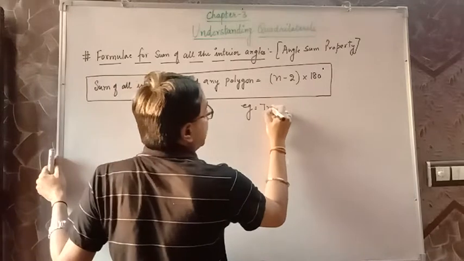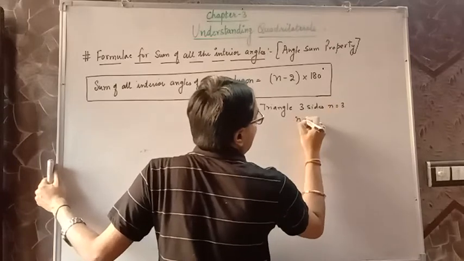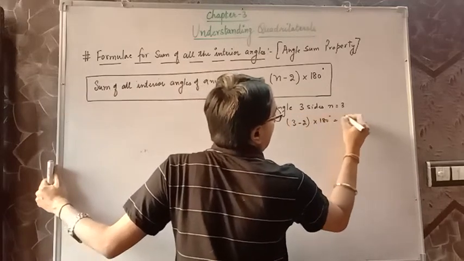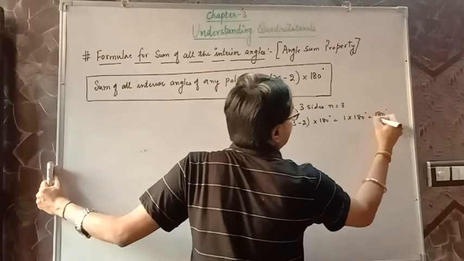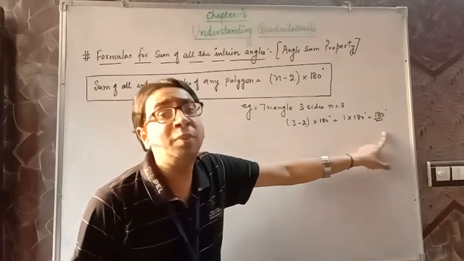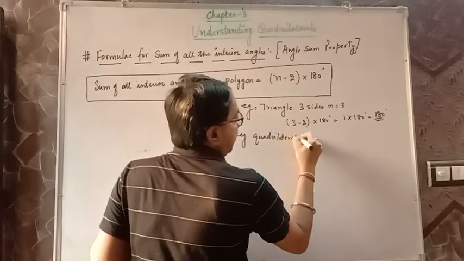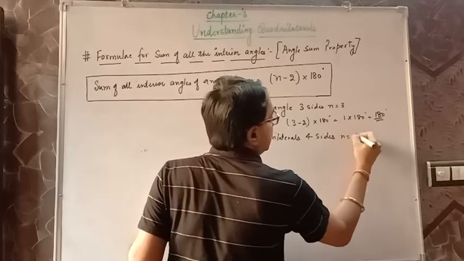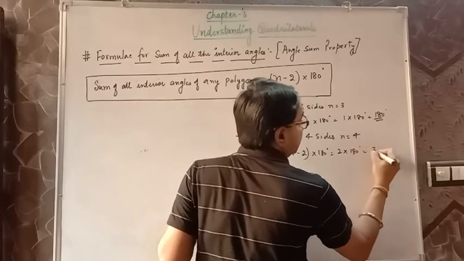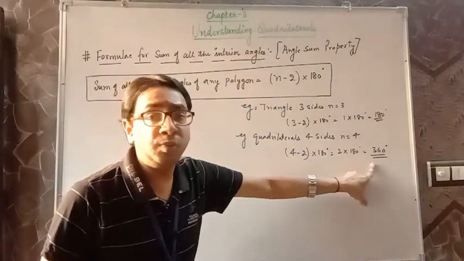For example, if I am talking about a triangle, a triangle has 3 sides, therefore n is equal to 3. n minus 2, that is 3 minus 2, into 180 degrees, 1 into 180 degrees, therefore 180 degrees. Don't you know? The angle sum property of a triangle is 180 degrees. If we add all three angles of a triangle, we get 180. Let's see quadrilaterals. We have 4 sides, therefore n is equal to 4. 4 minus 2 into 180, that is 2 into 180, 360 degrees. The sum of all the interior angles of a quadrilateral is 360. It cannot be more than 360.